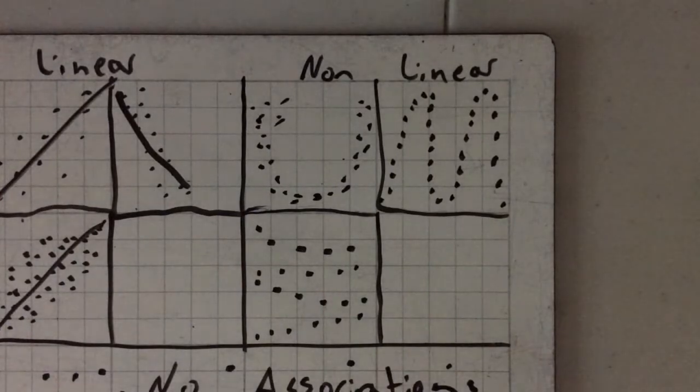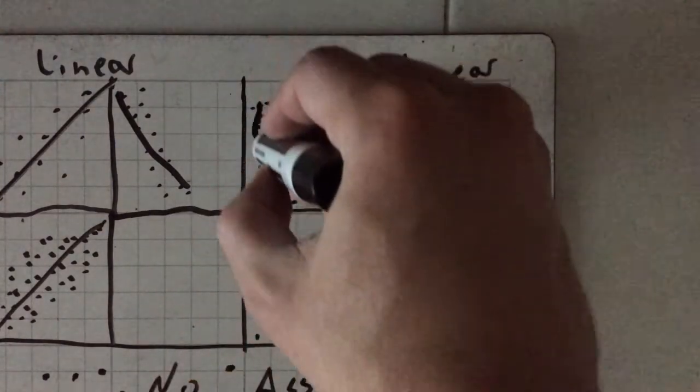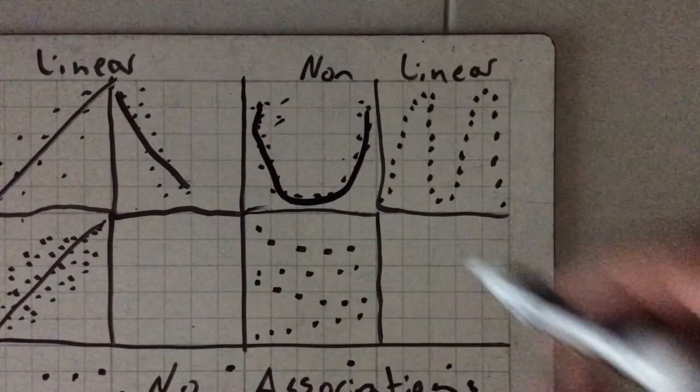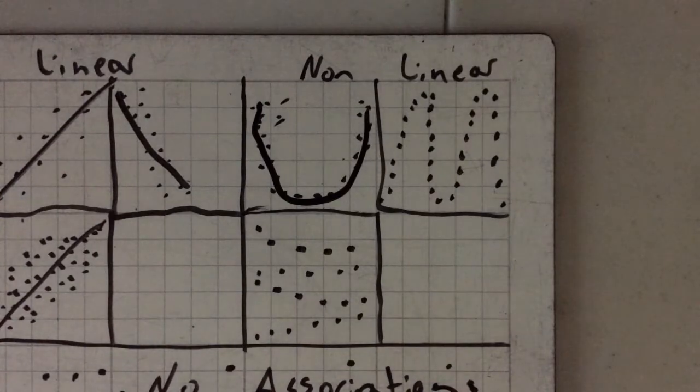Nonlinear. Okay, we can see that there's a pattern here. Now the pattern, however, is not going to be a straight line. So right here, it's down, and then it goes right back up. So we've kind of got a parabola, which is what we talk about in algebra, but we're not there yet. So there's still a pattern, it's just not a straight line.